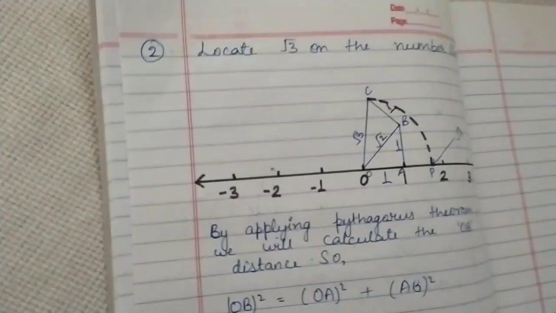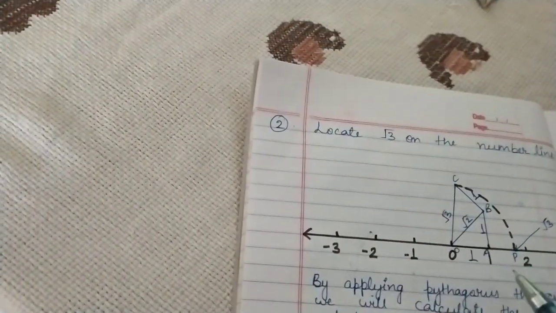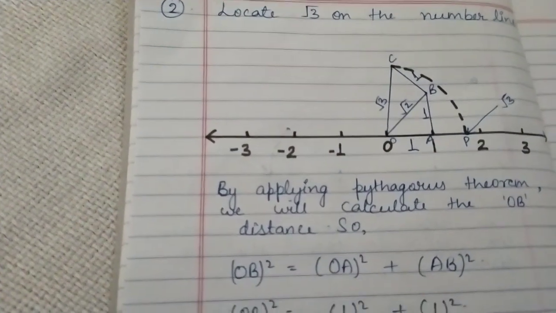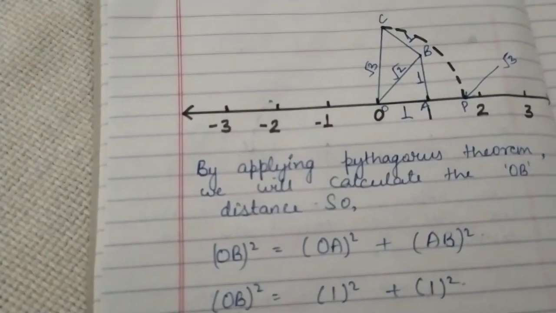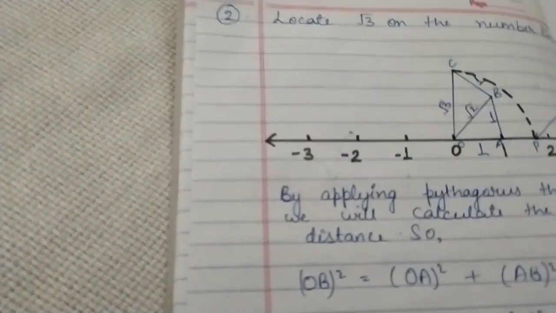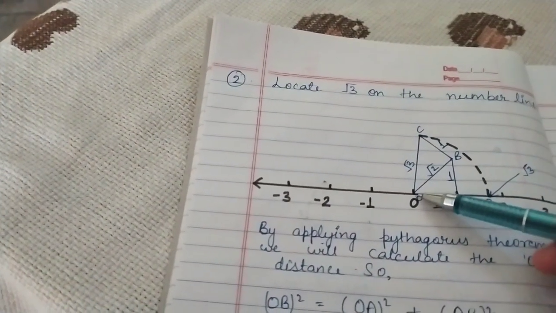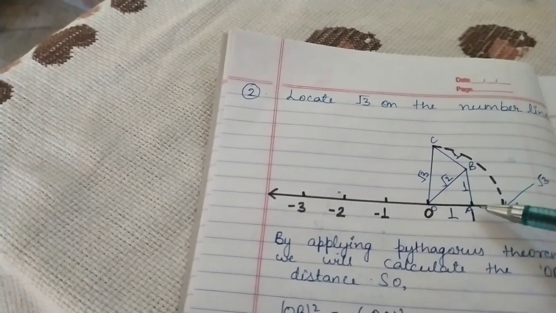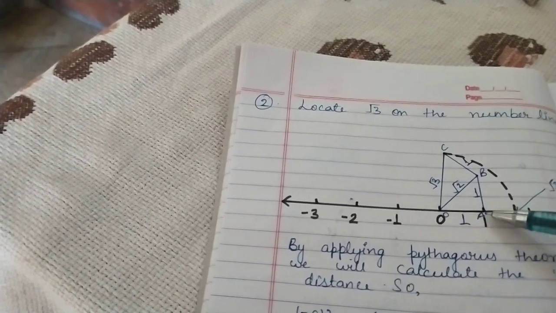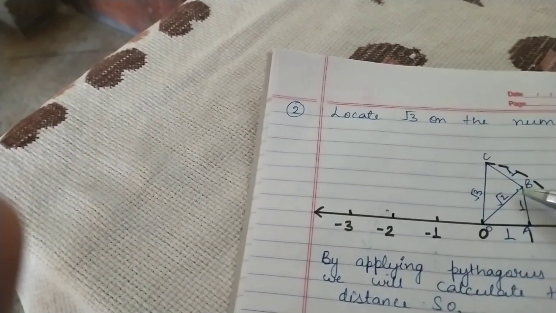So what we'll have to do is make this number line over here and mention the numbers. Similarly as in the previous question, we make OA as a line segment of 1 unit distance, and similarly AB is also 1 unit distance.